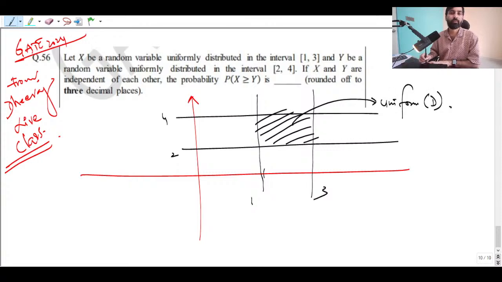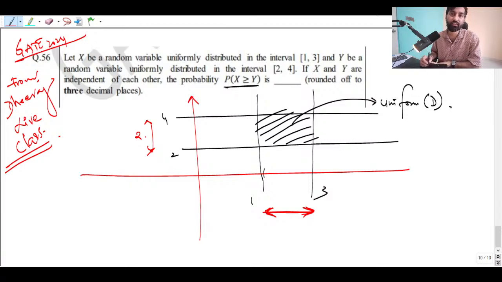Now, x and y are independent, they are saying. So what is the probability of x greater than or equal to y? They are asking x greater than or equal to y. So you can just plot it. It is very important to plot. The gap here is 2, and here also the gap is 2. So it is a 2 by 2 square, not a unit square.